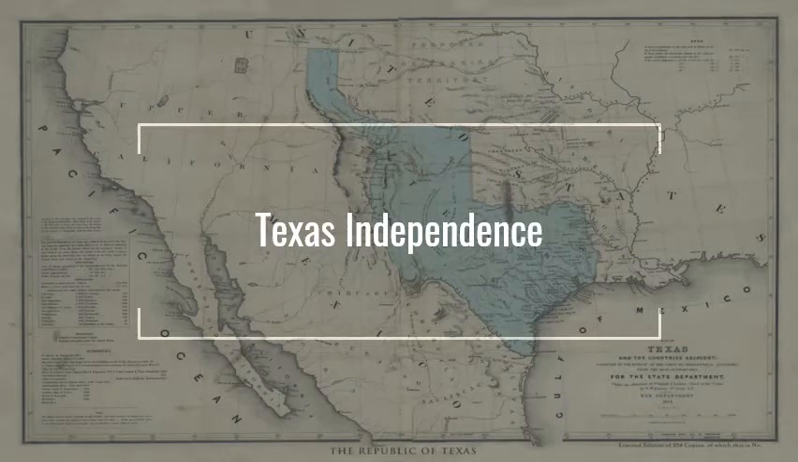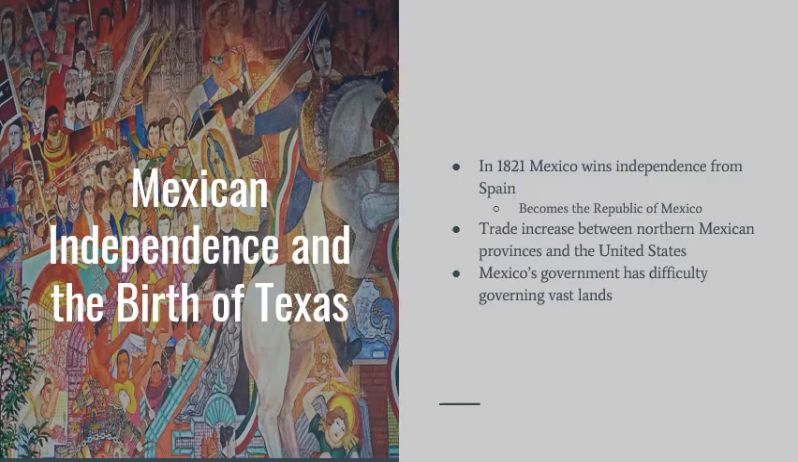I'd like to begin by taking a look at how and why Texas gained independence from Mexico. So just a little bit of background. In 1821, Mexico wins independence from Spanish colonial rule, and it becomes its own independent country known as the Republic of Mexico. After gaining independence, Mexico experiences two really important things.